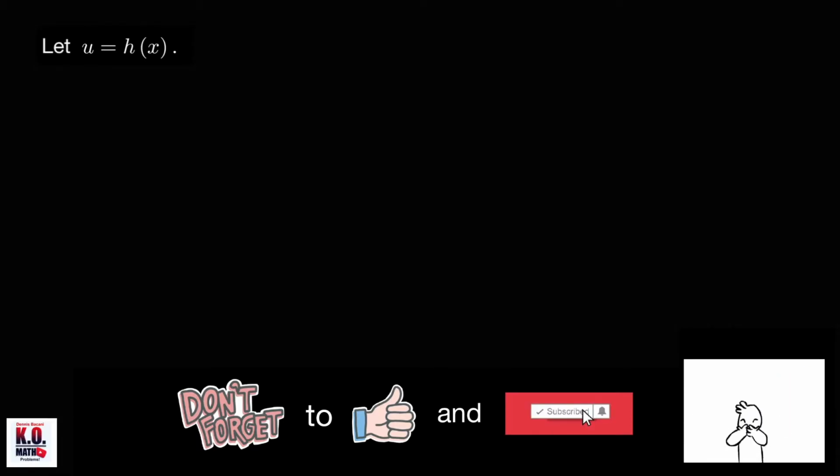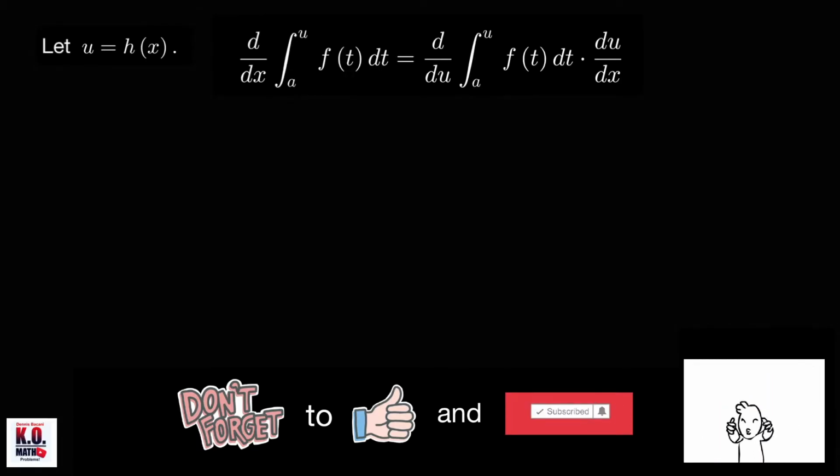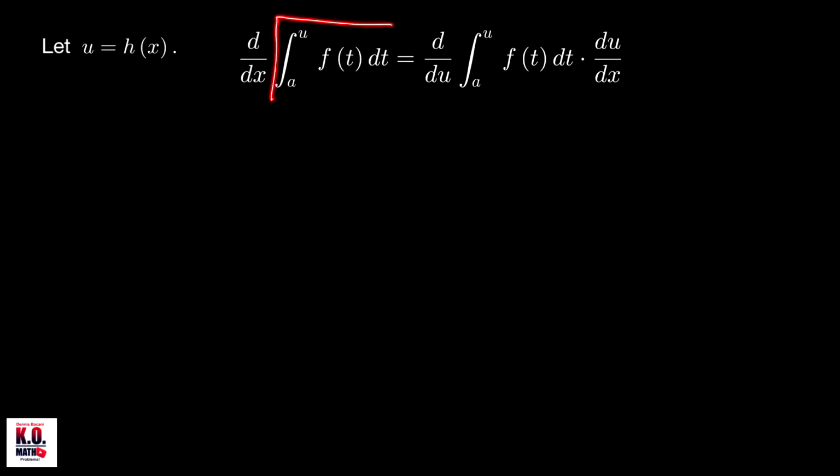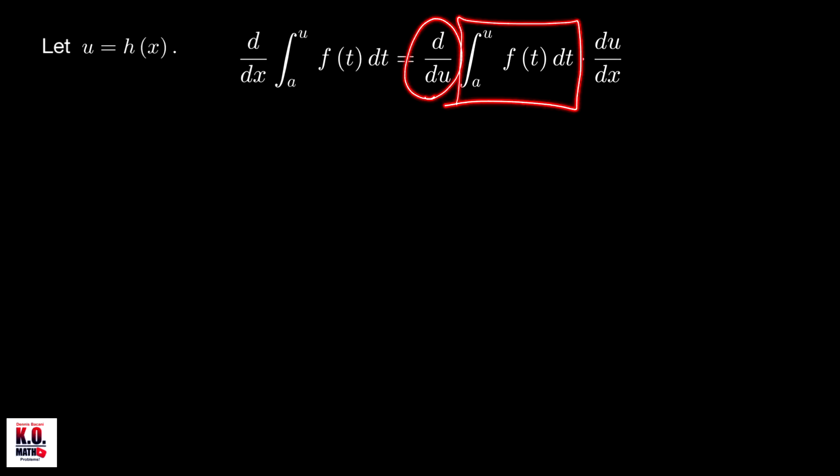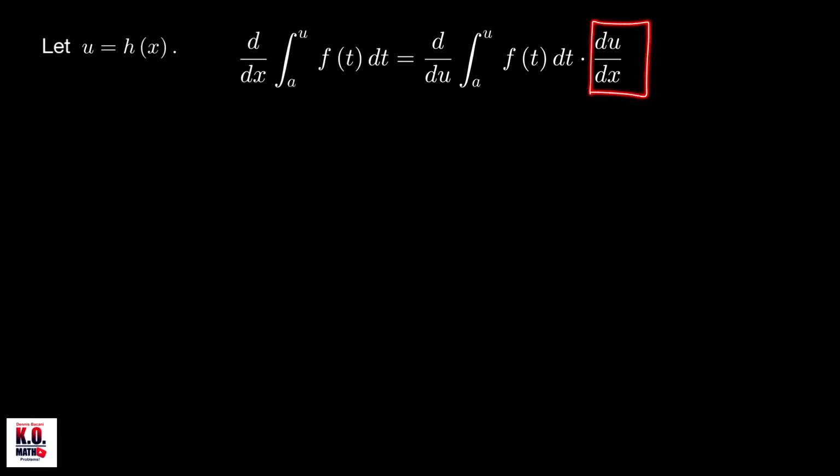Let u be equal to a function of x, h of x. Then, the derivative with respect to x of this integral from a to u of f of t dt is equal to, keep in mind that this integral here is a function of u, and if we are differentiating with respect to x, if we're going to apply chain rule, then we first have to find the derivative with respect to u of this function of u, and then multiply it with the derivative of u with respect to x. So this is just an application of chain rule.